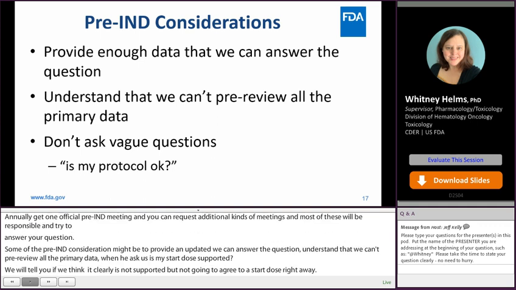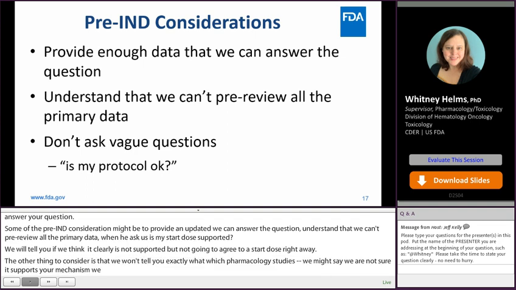The other thing to consider is that we're not going to tell you exactly which pharmacology studies to run. We might say that we're not sure that you've really supported your mechanism. If we see a specific issue that doesn't seem supportive of what you're trying to prove, we may bring it up, but we're not going to tell you exactly which assays to run. That is part of your development process and something that you have to decide.